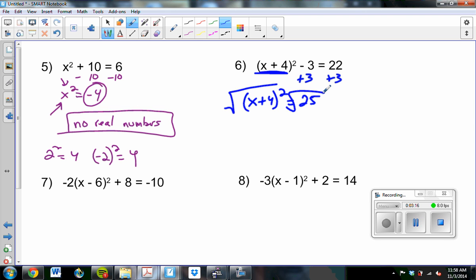Square root both sides, and the square root over here kills the square, so these undo each other, they're inverses. And I get that x plus 4 equals plus or minus 5. You cannot forget that plus or minus.